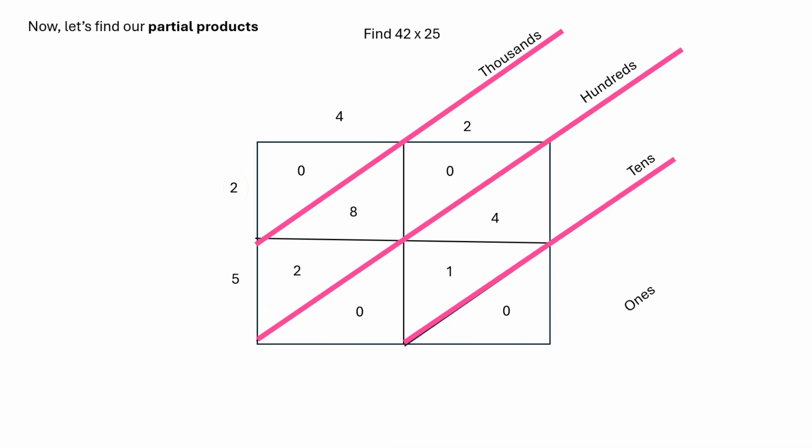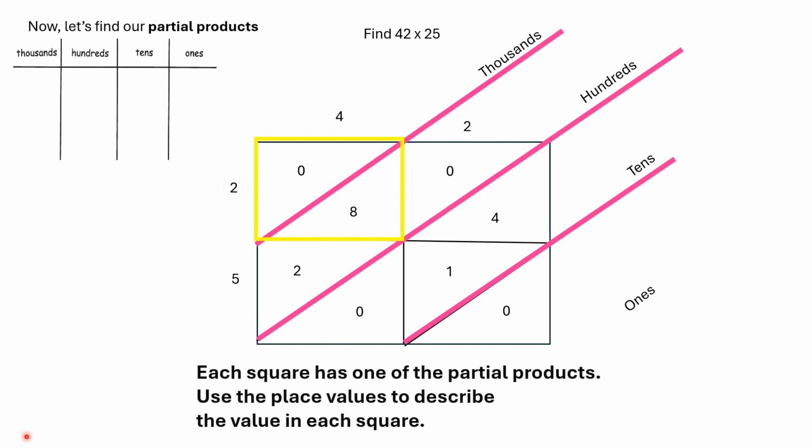Now we will find our partial products. Each square has one of the partial products, but we'll use the place values to describe the values in each square. So for this first yellow box here, we can see that we have a 0 in the thousands place and an 8 in the hundreds place. So what is the value of the digits in this box? 800. So let's place that 800 up here in our place value chart.